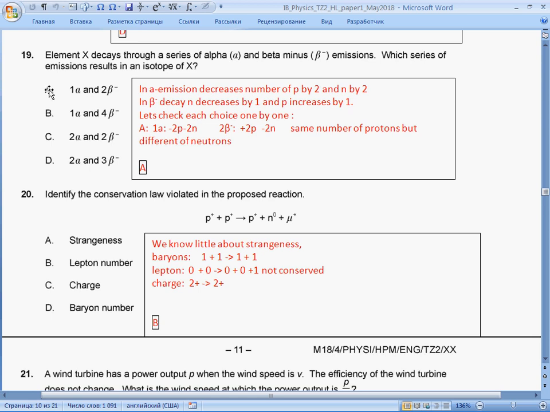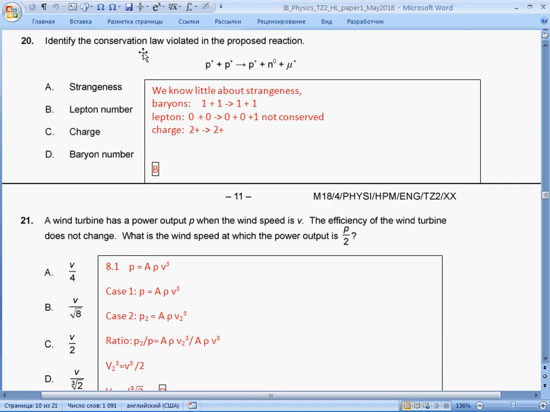So let's check the choices one by one. Choice A, in alpha decay minus 2 protons minus 2 neutrons, but 2 beta minus plus 2 protons minus 2 neutrons. So the number of protons as a result doesn't change, but the number of neutrons decreases by 4. So choice A.